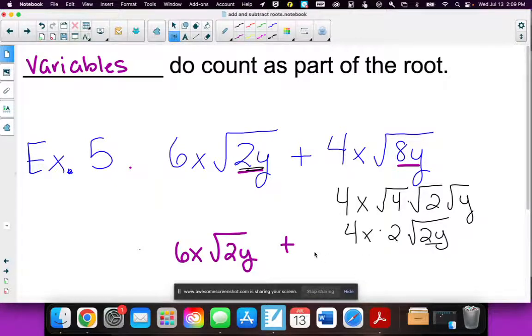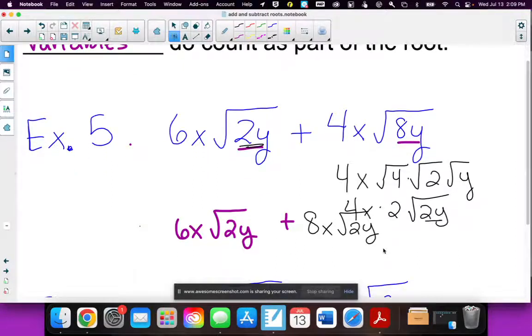Let's simplify this and finish it. 4x times 2 can be done. That's just 8x square root of 2y. Running out of room. All right, so now I can go ahead and add them together. Again, the radicals match. I can just add the coefficients. So 6x and 8x is going to be 14x square root of 2y.